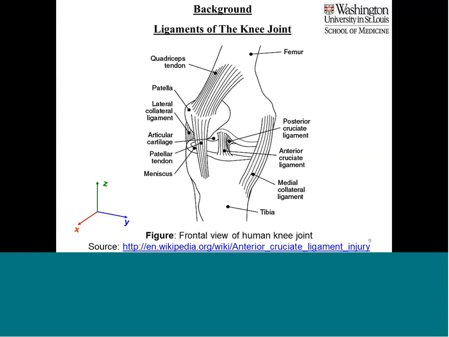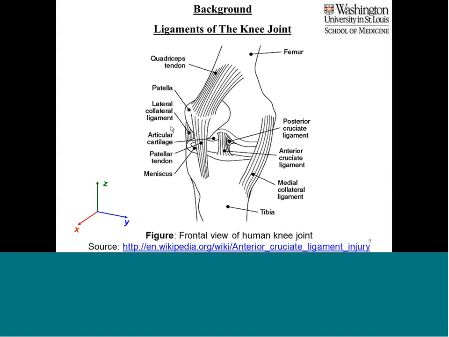I'm moving on to the background on the ligaments of the knee joint. The important ligaments of the knee joint, there are 4 of them, are the anterior cruciate ligament, the posterior cruciate ligament, the medial collateral ligament, and the lateral collateral ligament.